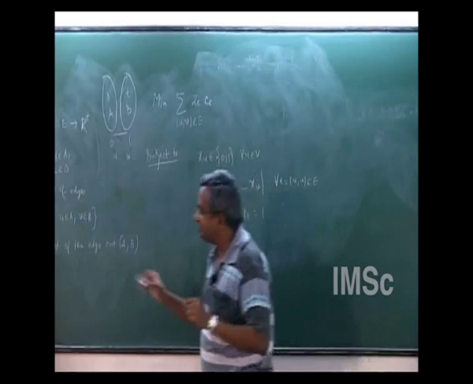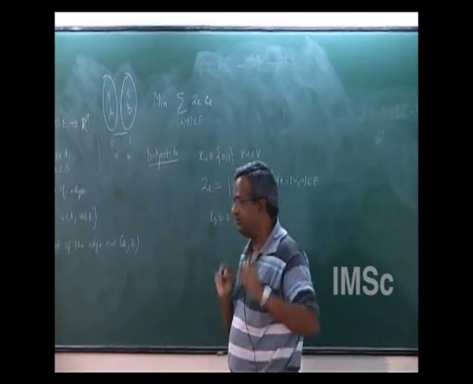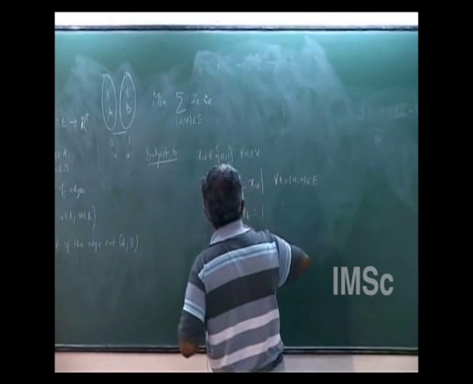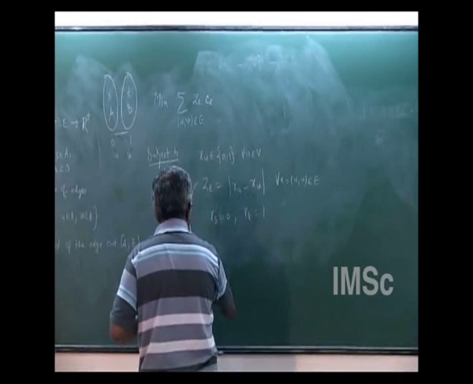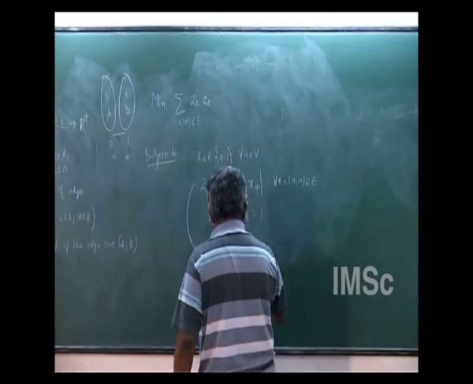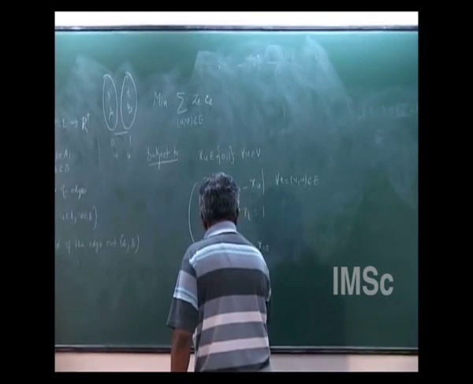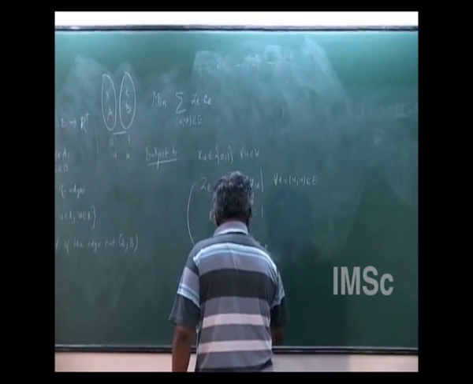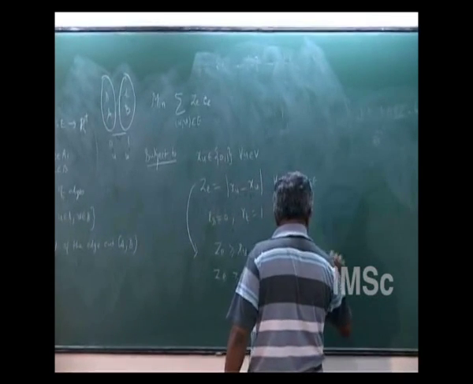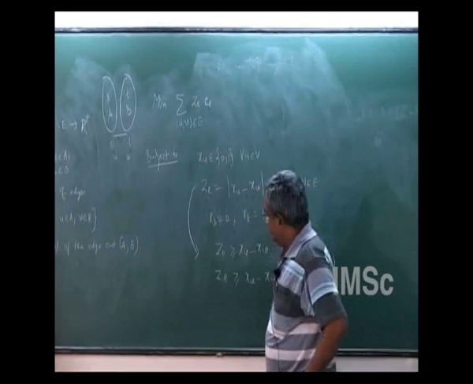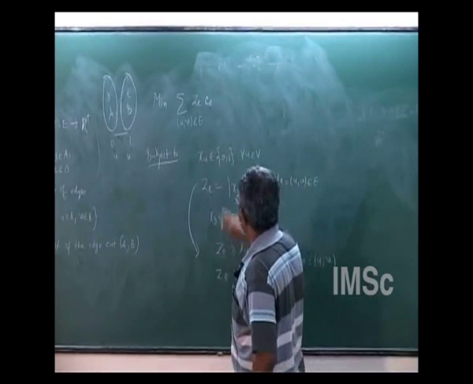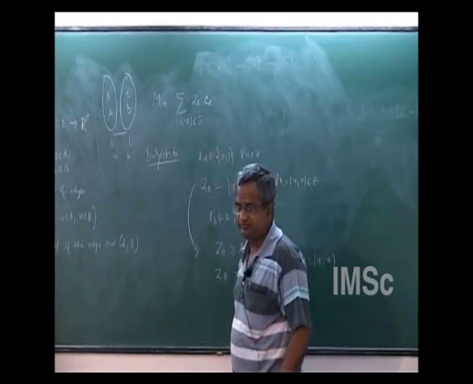I said that linear programming requires a linear function. One way to overcome this is to replace this as follows: Z_E is at least X_U minus X_V, and Z_E is at least X_V minus X_U, for all edges UV. Now I claim that this Z_E would capture this in any optimum solution.